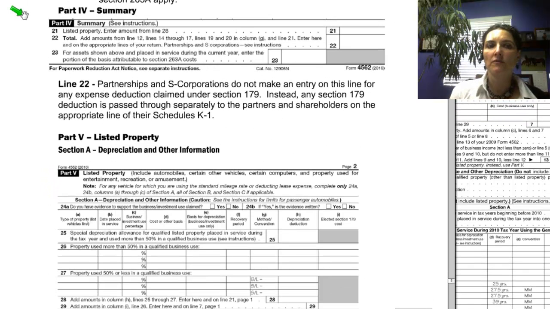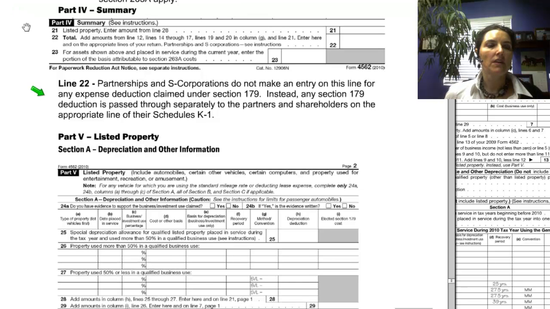Part 4 of Form 4562 is a summary. On line 21, enter the total from listed property shown on line 28. On line 22, you add up the amounts on line 12 and lines 14 through 17, lines 19 and 20, and line 21, and enter the total here. Also for line 22, partnerships and S corporations do not make an entry on this line for any expense deduction claimed under Section 179. Instead, any Section 179 deduction is passed through separately to the partners and shareholders on the appropriate lines of their Schedules K-1.